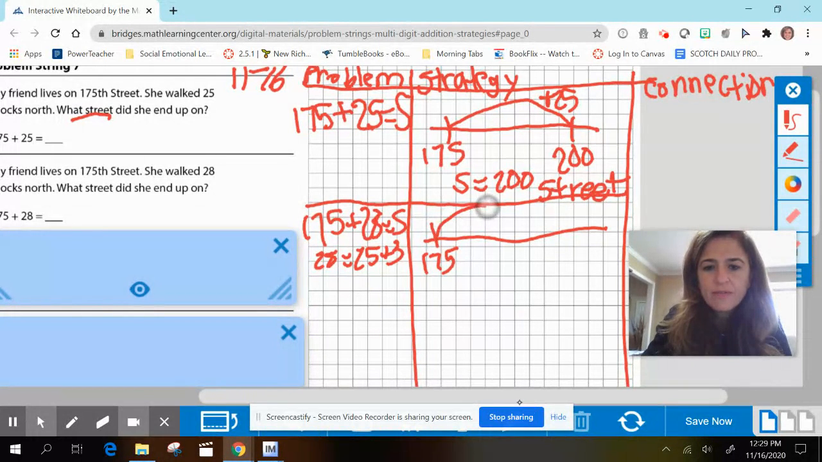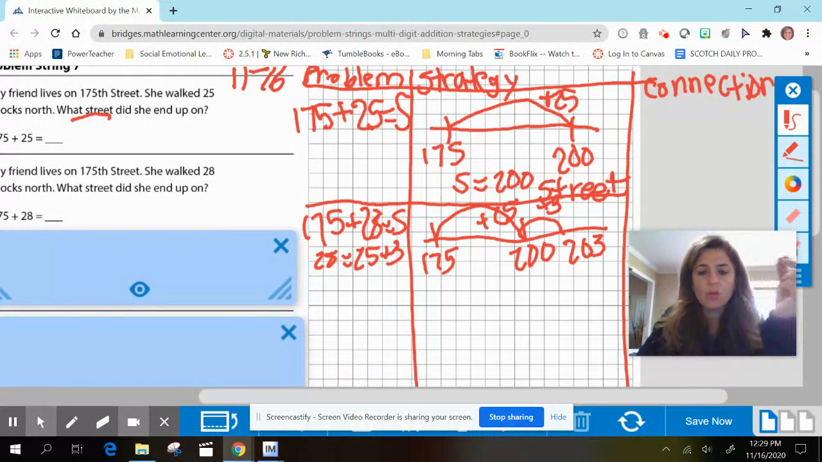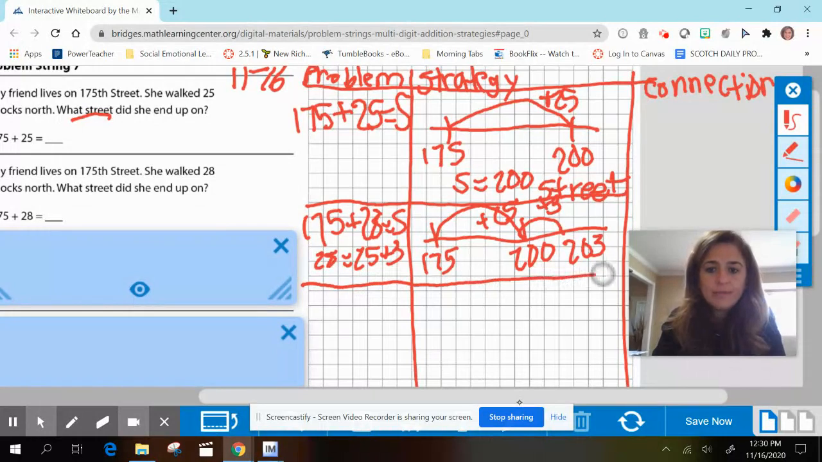So 175 plus that 25, that gives us that 200. And we know 28 is 3 more. So we're going to go, boom, 3 more. So 200 plus 3 is 203. So we didn't really have to go back and redo the work of 25. You already had the work done with 25. And if you recognize that 28 is 3 more, then that problem was a quick one, right?